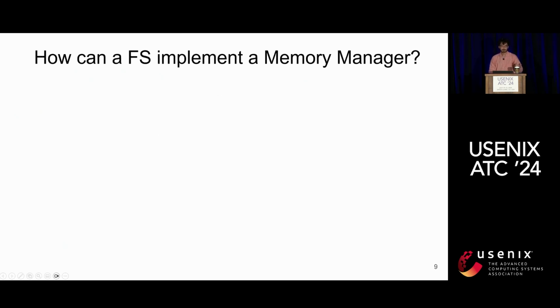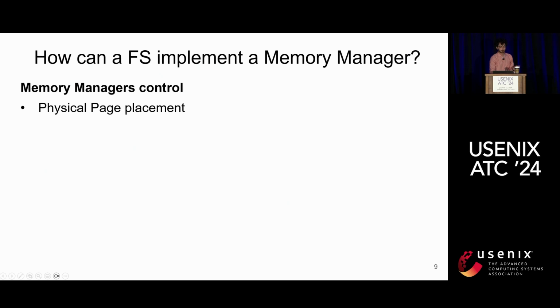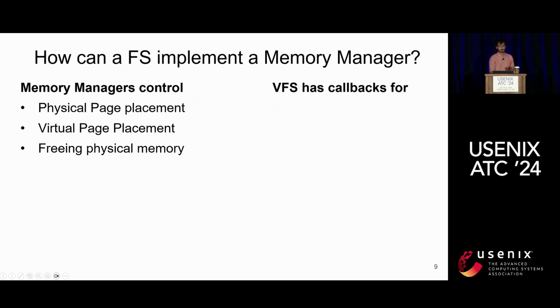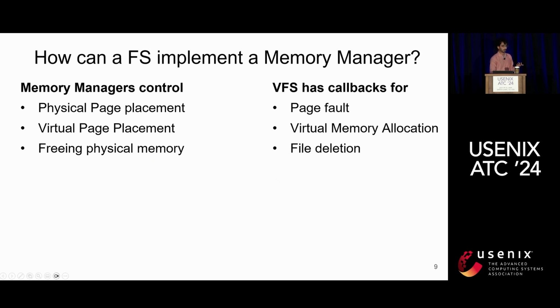So how exactly does one implement a memory manager as a file system? Well, memory managers want to do things like physical memory allocation and page placement, virtual memory allocation, and freeing physical memory. Traditional file systems support memory mapping in their files, so the VFS allows file systems to implement various memory management callback functions, such as the page fault callback, which can be used to allocate physical memory. There's also a callback that is used to allocate a virtual memory region, and the callback for file deletion can be used to signal to free physical memory.